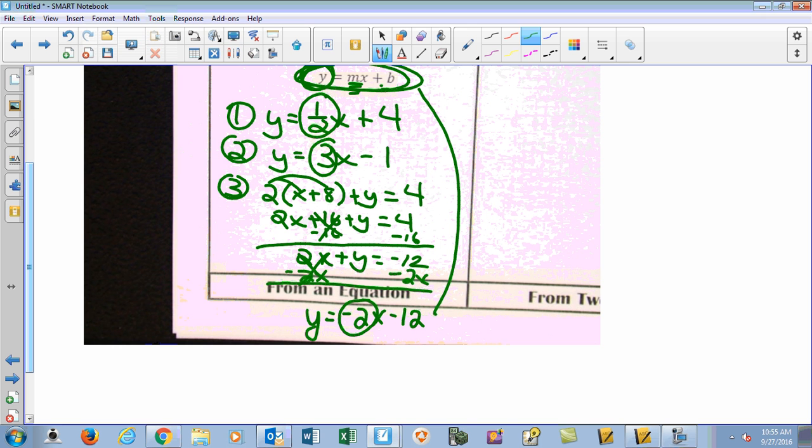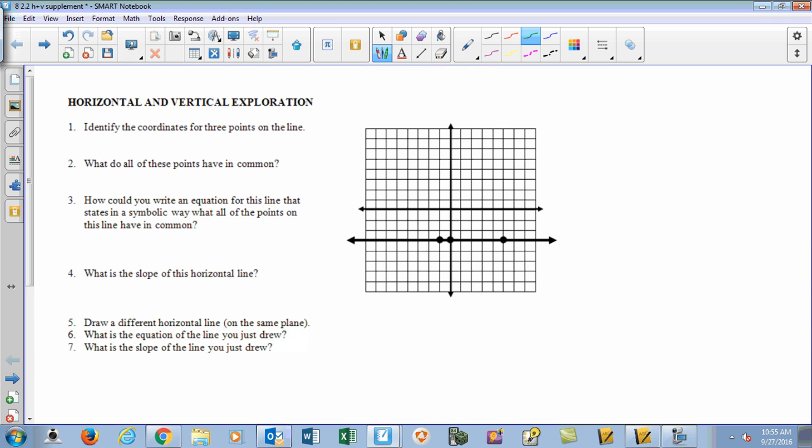Not too bad? All right, now I did talk a little earlier, if you go to the next page, about horizontal and vertical lines. Well, there's a little part in here for it. All right. So it says identify the coordinates for 3 points on the line. So look at the 3 points that are on this line here, right? Here's your y-intercept. Here's your x-axis. Y-axis, x-axis. So here's our line right here.